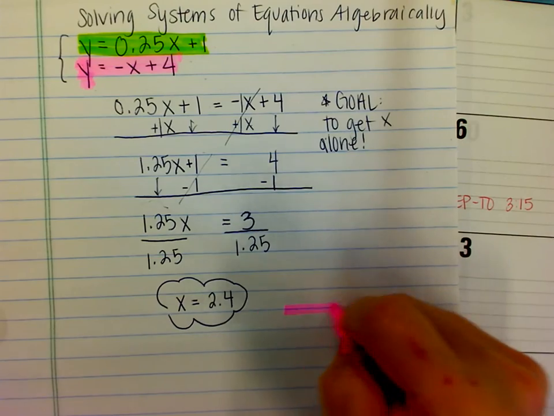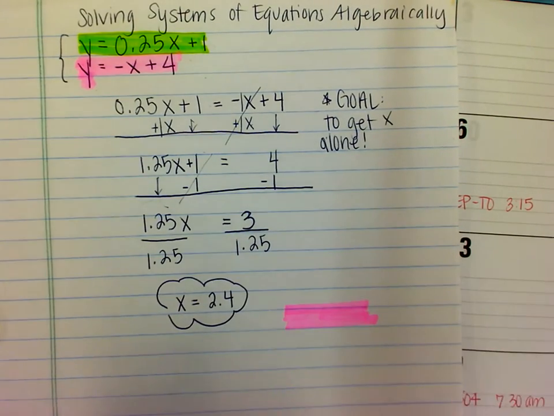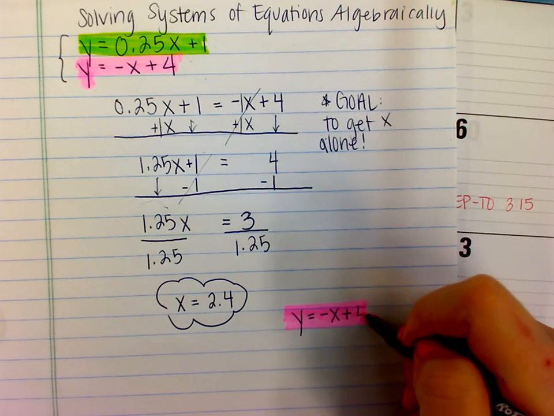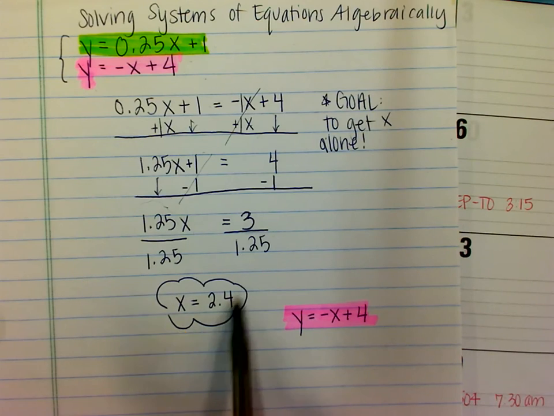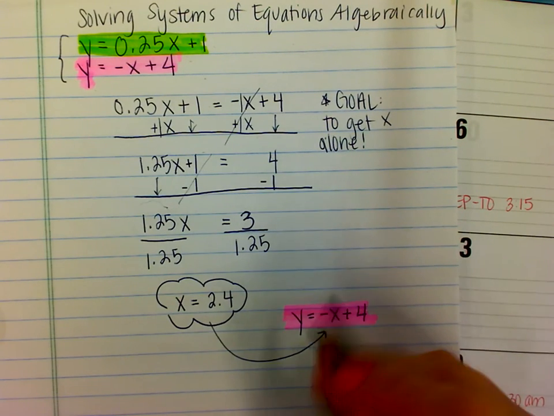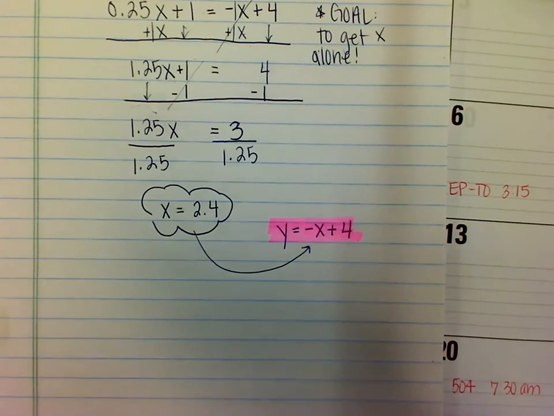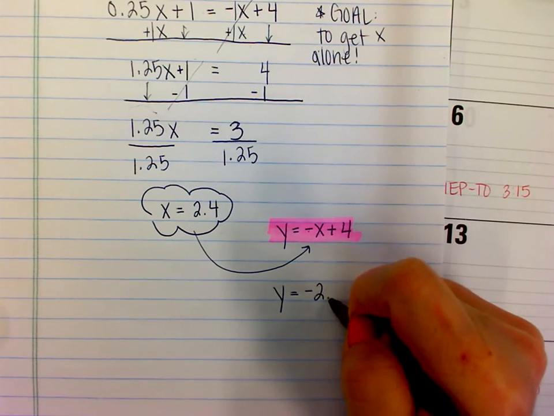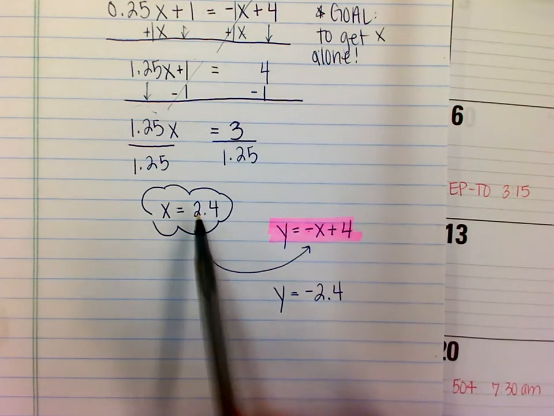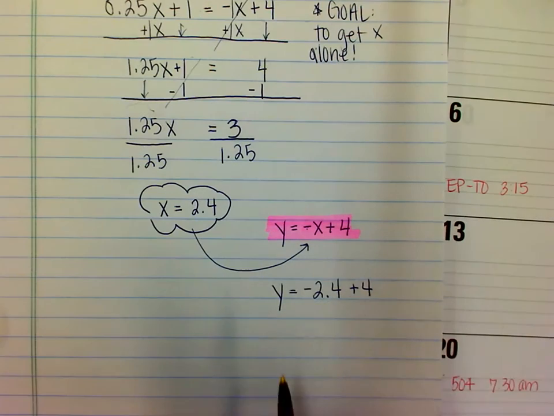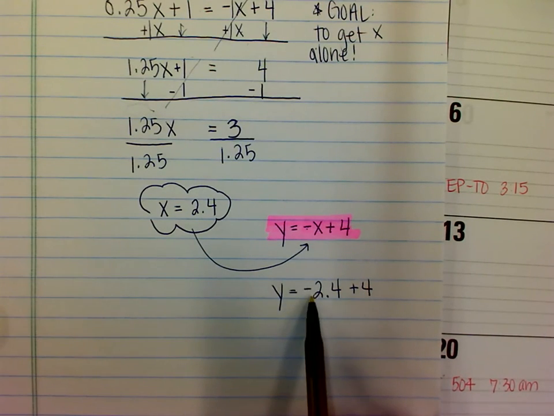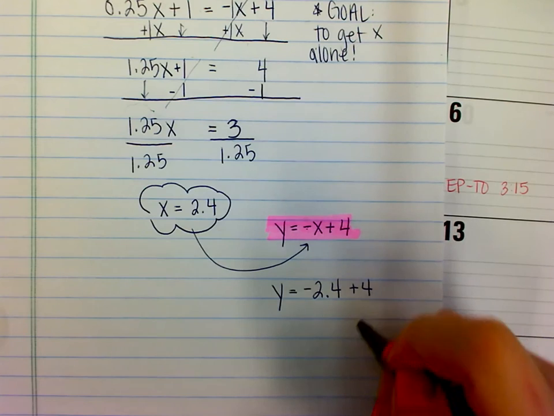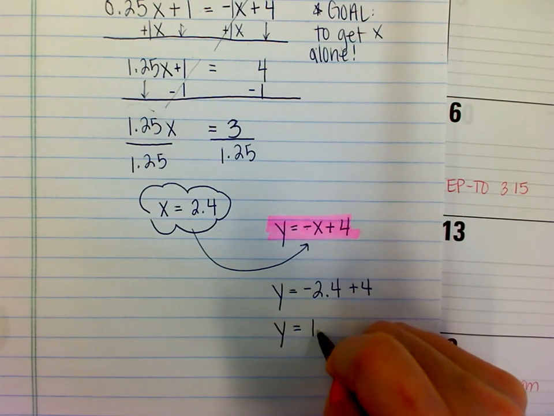And so using the pink equation, y equals negative x plus 4, I would plug in this value in for x, which means y is going to be equal to the opposite, or negative 2.4. Remember, x was positive 2.4 plus 4. Hopefully you recognize this as the addition of integers. We could rewrite it as a subtraction problem, but y is going to equal 1.6.